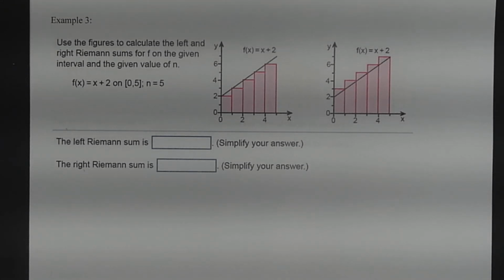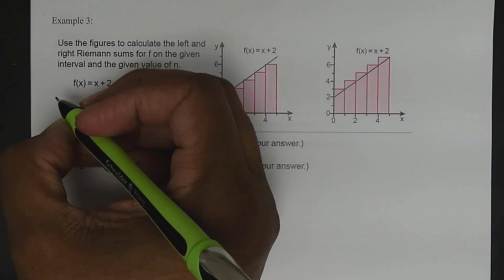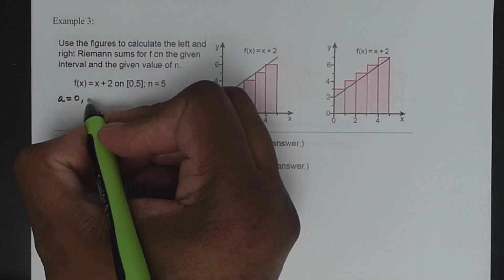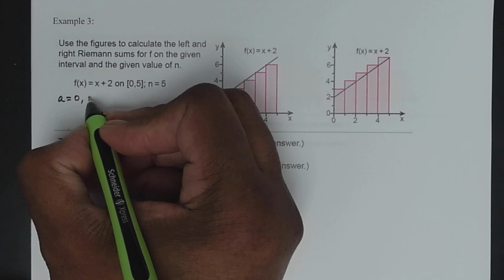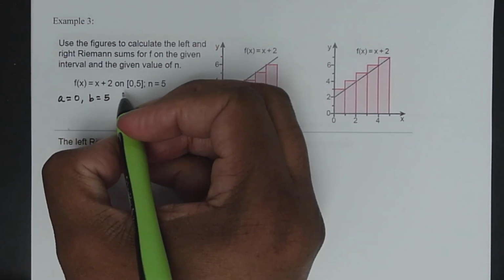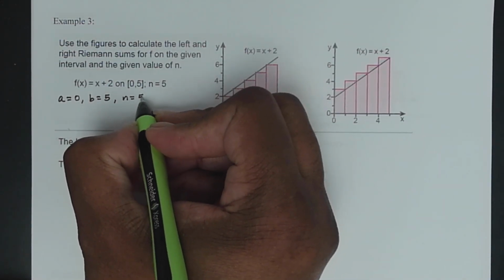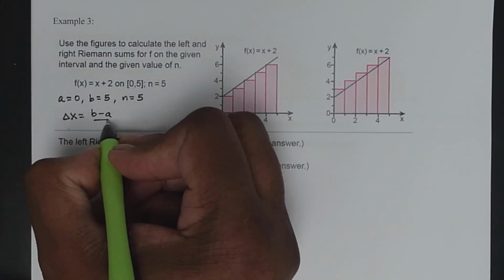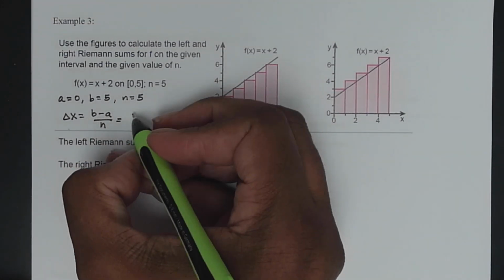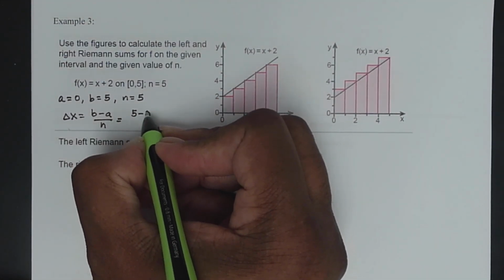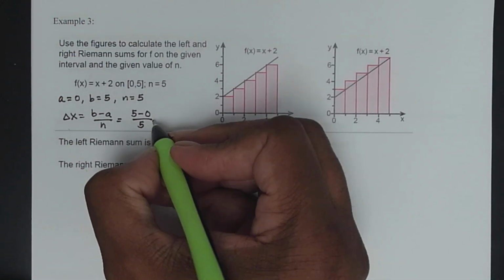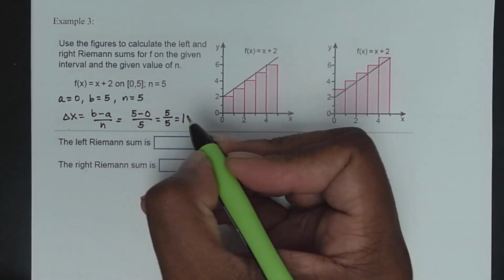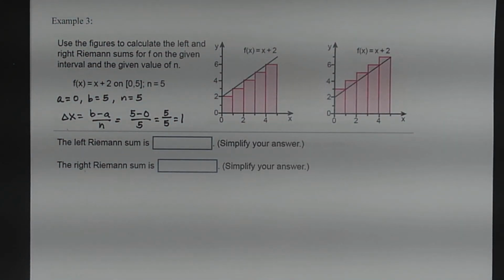All right, so the first thing I need to do here is identify what delta x is going to be. So here I know what a is, that's 0. That's the left endpoint. B is the right endpoint on that interval, that's 5. And n is equal to 5. So that means delta x will be b minus a divided by n. And b is 5, so it'll be 5 minus a, which is 0, divided by n, which is 5. Well, 5 minus 0 is 5. 5 divided by 5 is 1. So delta x will be equal to 1.